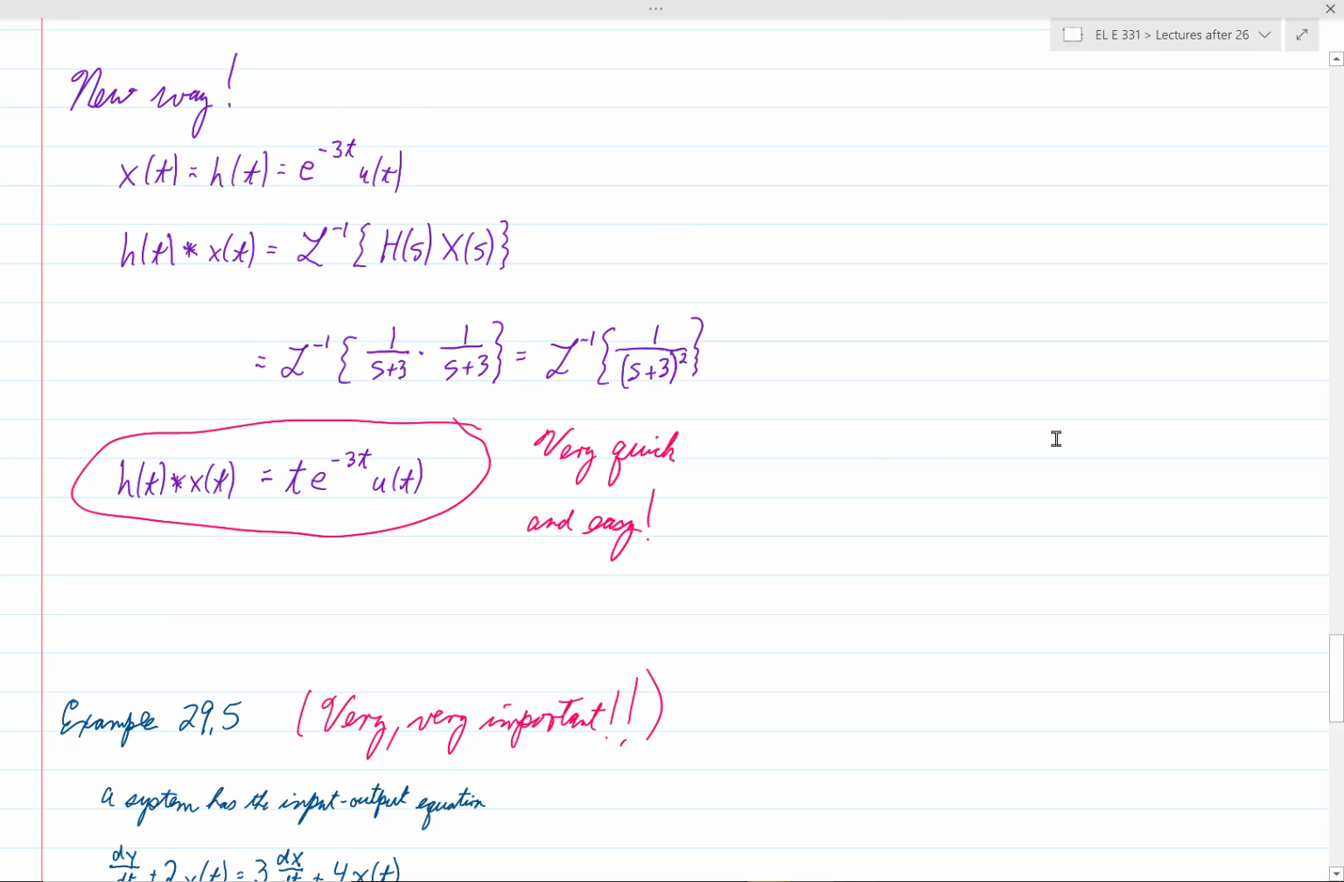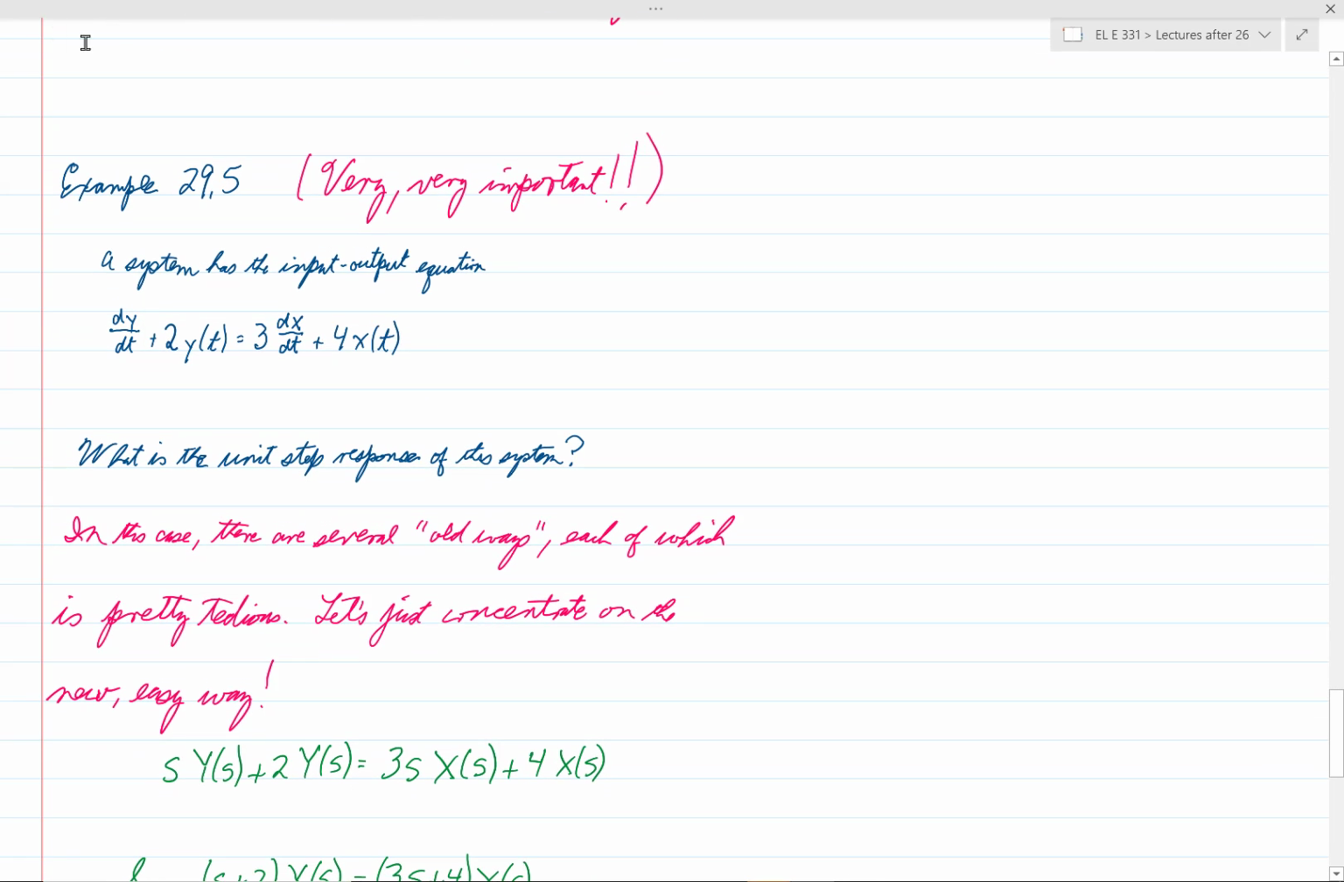And actually the next problem is just sort of an elaboration on that idea. So let's look at it. And really, I just emphasize very strongly, be absolutely sure that you understand these two examples. Okay. So now we're going to have another problem. It says a system has the input-output equation dy/dt plus 2y of t is equal to 3 dx/dt plus 4x of t. What is the unit step response of this system?